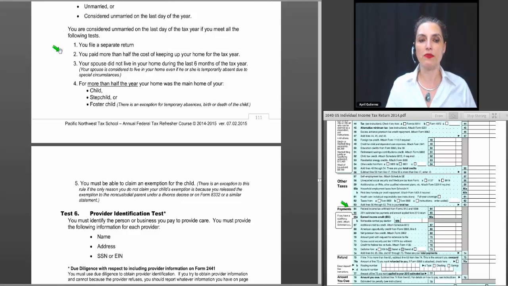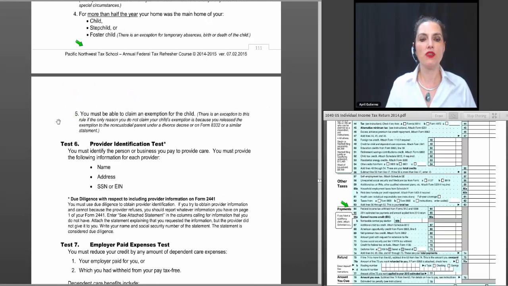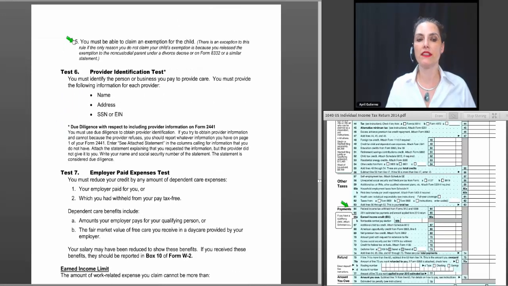And you are considered to be unmarried on the last day of the year if you meet the following tests. You file a separate return. You paid more than half the cost of keeping up your home for the year. Your spouse did not live with you in your home during the last 6 months of the year. And for more than half the year, your home was the main home for your child, stepchild, or foster child, and you must be able to claim that child's exemption.